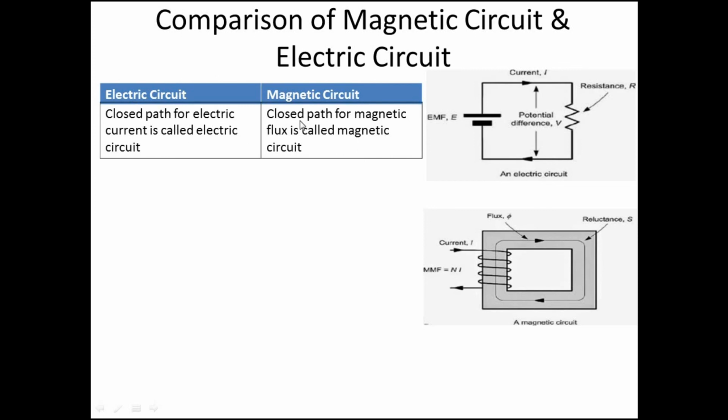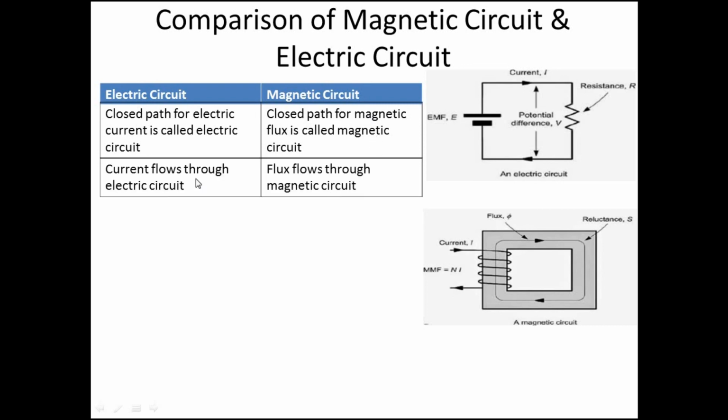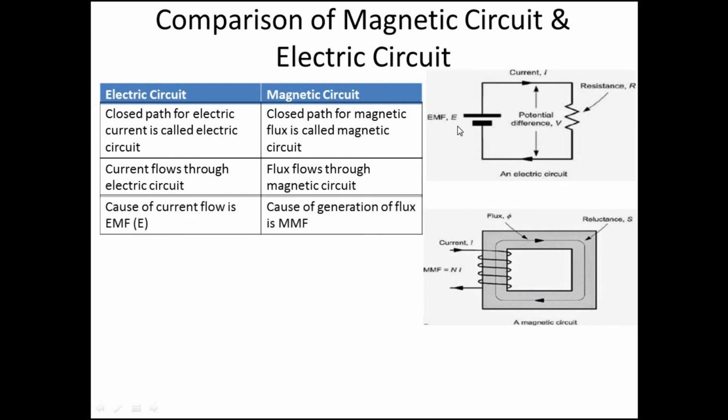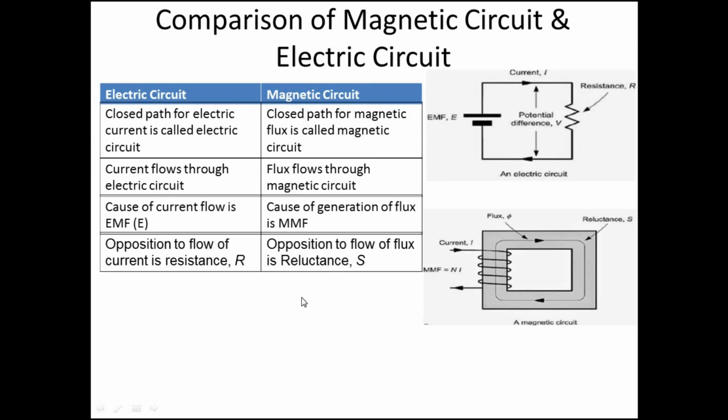The closed path for electric current is called an electric circuit. The closed path for magnetic flux is called a magnetic circuit. In an electric circuit, current is flowing. In a magnetic circuit, flux is flowing. The cause of current flow in an electric circuit is EMF. The cause of flow of flux in a magnetic circuit is MMF. Opposition to the flow of current is called resistance. Here, opposition to flow of flux is called reluctance, S.